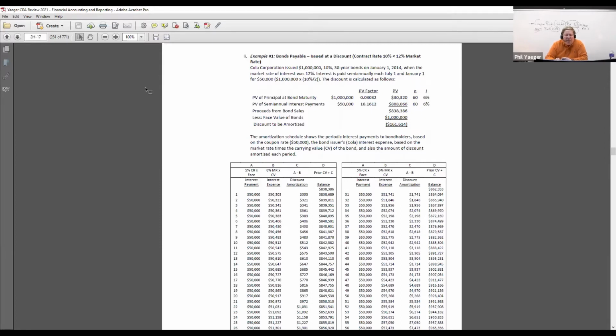Now, COLA issued $1 million, 10%, 30-year bonds on January 1st, 20x14, when the market rate was 12%. Interest is paid semi-annually each July 1st and January 1st for $50,000. So what do we have here? The interest is 10% annually, right? That's the stated rate. Do you agree? And every July 1st and January 1st, we're going to pay how much? 10% of the million or half of that? Half. We'll pay $50,000, right?